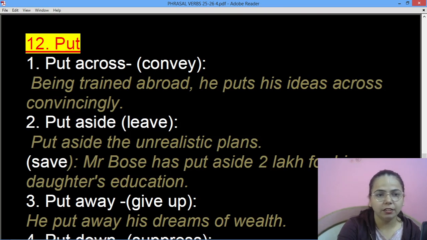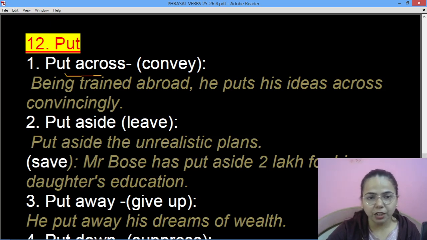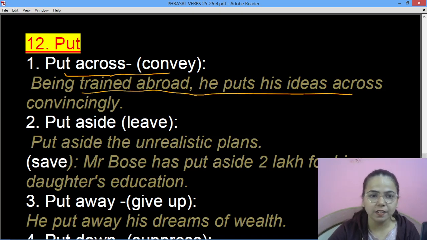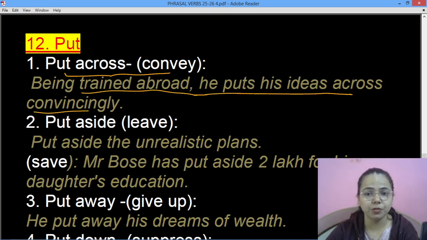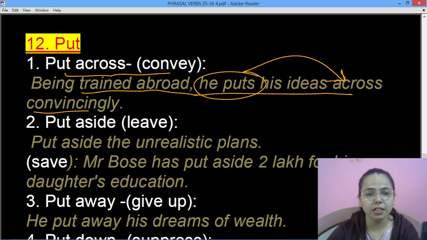ठीक है, then next is put. Put across means to convey. Being trained abroad, he puts his ideas across convincingly.